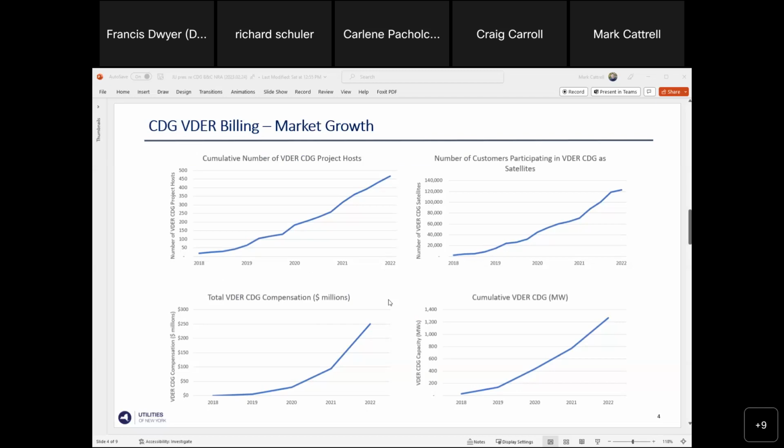This is the top right-hand chart. And in line with that, we've seen a marked increase in the cumulative capacity of CDG projects, which is in the bottom right chart. We're up over 1.2 gigawatts of CDG capacity right now. This is indicating a strong market for CDG in New York, one that the companies want to continue to support, and one that we certainly share the view that this is an exceptionally important part of the clean energy transition, as I mentioned a few moments ago.